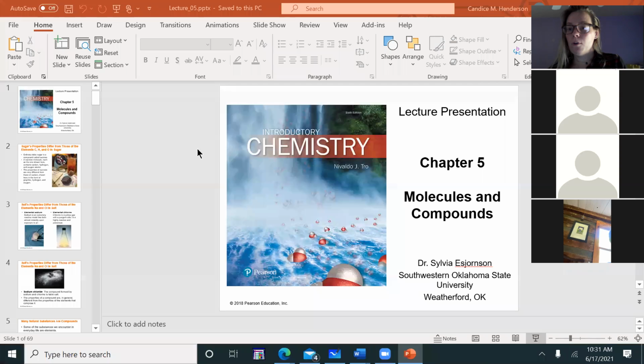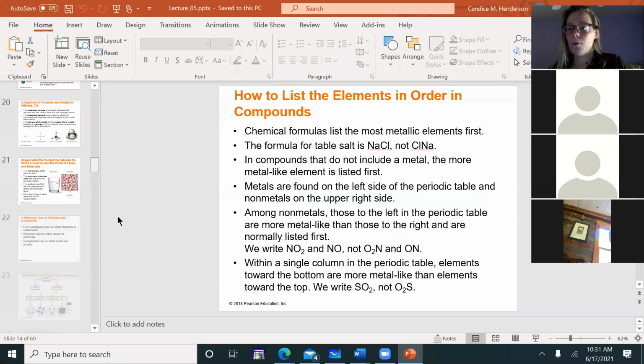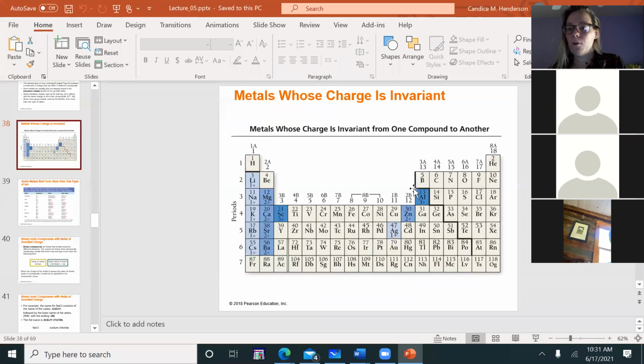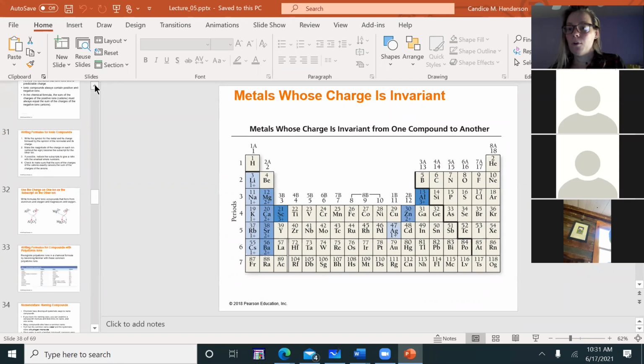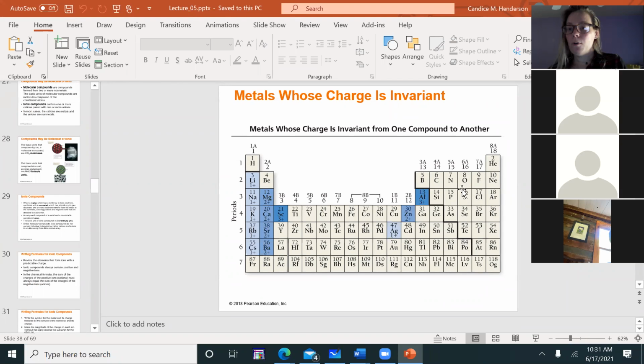In compounds that don't include a metal, you want to list the most metal-like thing first. And when I say most metal-like thing, I mean the thing that's closest to the zigzag line. So here's a periodic chart here. Here's our zigzag line. So the closer we are to this thing, the more metal-like we are. So let's say I have a combination of nitrogen and oxygen. I would want to list my nitrogen first, and then I'll list my oxygen. The nitrogen comes first because it is closer to the zigzag line. Same thing with sulfur and oxygen, I always list sulfur first and then oxygen, because sulfur is closer to the zigzag line.